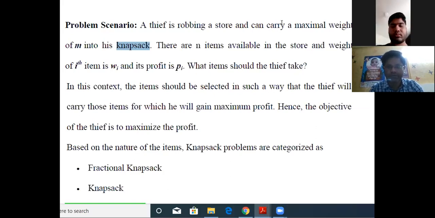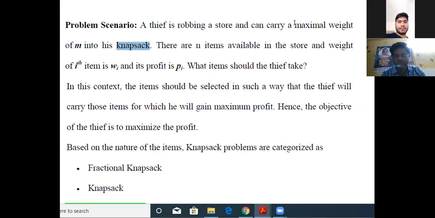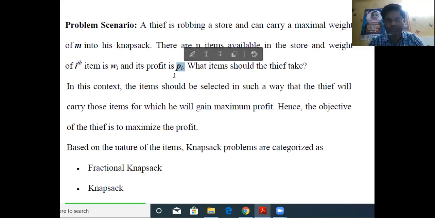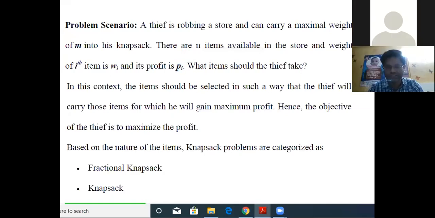In a knapsack problem, there is a restriction that you can carry only a maximum weight. If the maximum weight limit is crossed, then you have to ignore the remaining weights. So in this context, the items should be selected in such a way that the thief carries only those items for which he gains the maximum profit. The maximum profit is already given in the problem statement. Hence the objective of the thief is to maximize the profit.